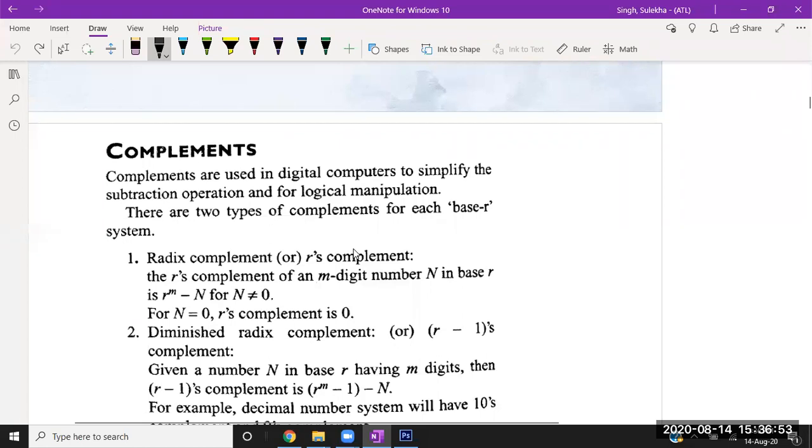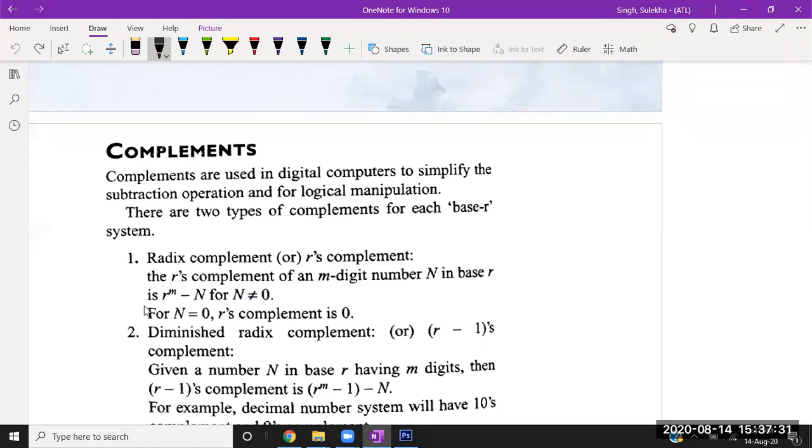So complements are basically of two types. One is R's complement. Suppose you have an m digit number with a base R. You can calculate R's complement, and the second type of complement is R minus 1 complement. For R's complement, if you have an m digit number with base R, the formula is R to power m minus n. With an example you will get to know this clearly.